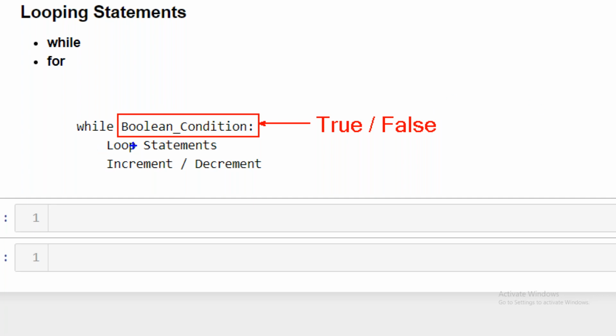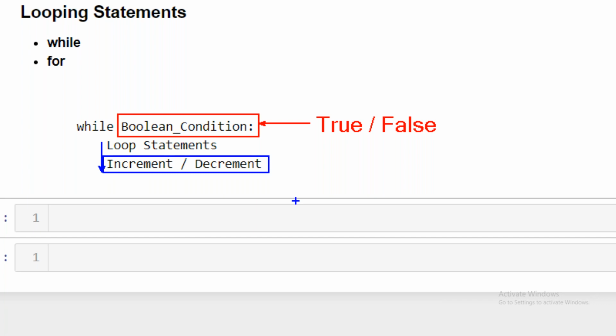Whenever it is true, the control will enter into the loop to execute the statements. Let's say we have a group of loop statements; all of them will be executed. The loop statement might be a single statement or it might be a group of statements. The whole group of statements will be executed together. After that, it will go to the increment and decrement.